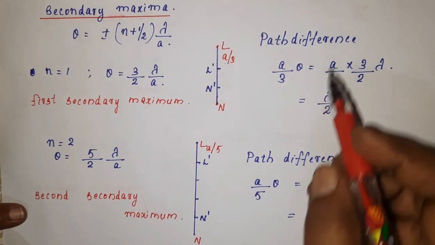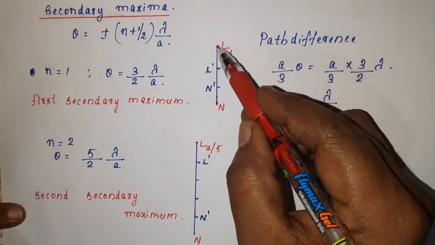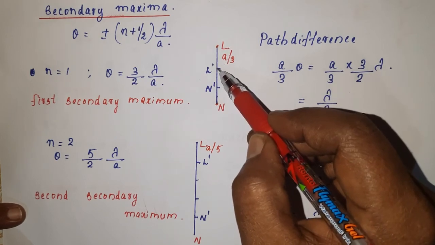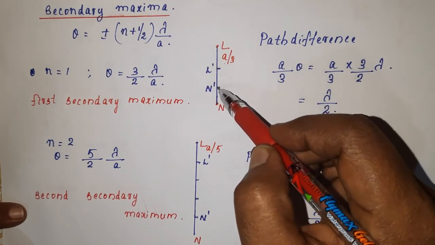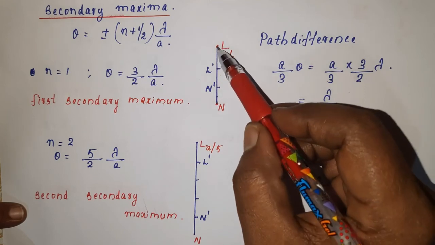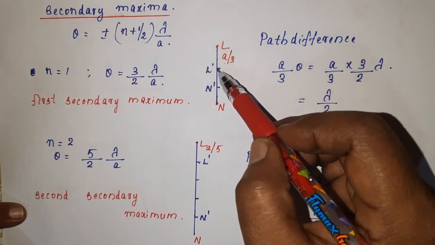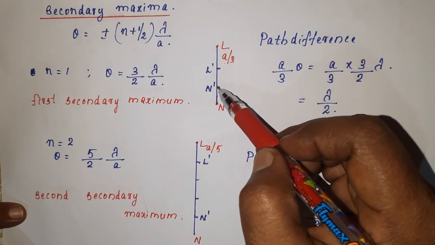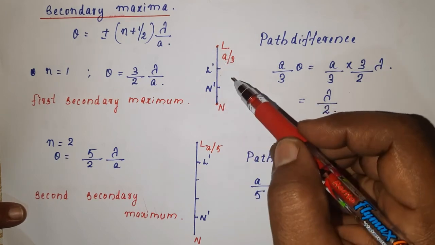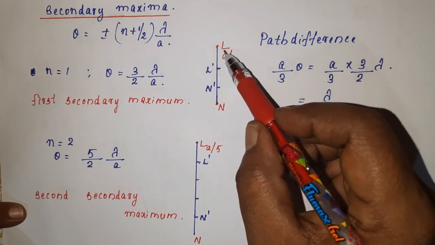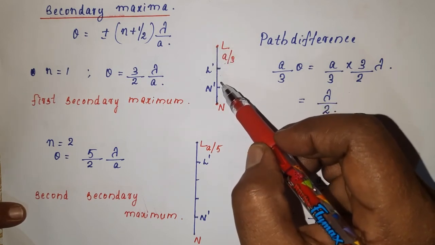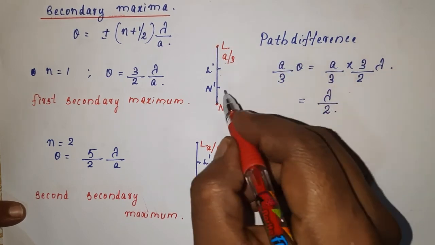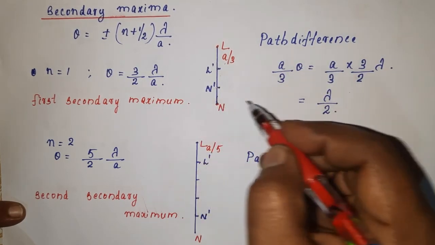By the same argument, all the waves from L L dash will get destructively interfered by the waves from L dash N dash, because for all points on L L dash, there will be a corresponding point in L dash N dash for which the separation is a by 3. So all the waves from the first two 1/3 portions will get destructively interfered. But what about the waves from N dash N?